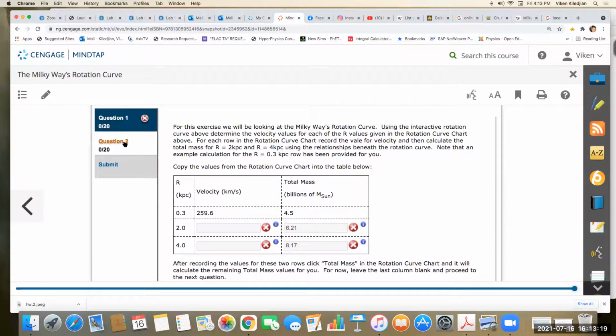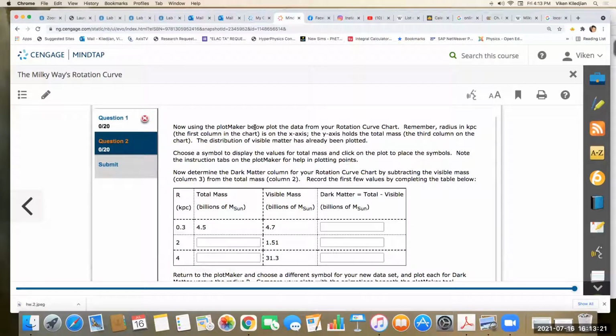So then question 2: now using the plot maker below, plot the data from your rotation curve chart. Remember, radius in kiloparsecs, the first column in the chart, is on the x-axis; the y-axis holds the total mass. The third column on the chart, the distribution of visible matter, has already been plotted. Choose a symbol to display the value for total mass and click on the plot to place the symbols. Note the instruction tabs on the plot maker for help in plotting points.